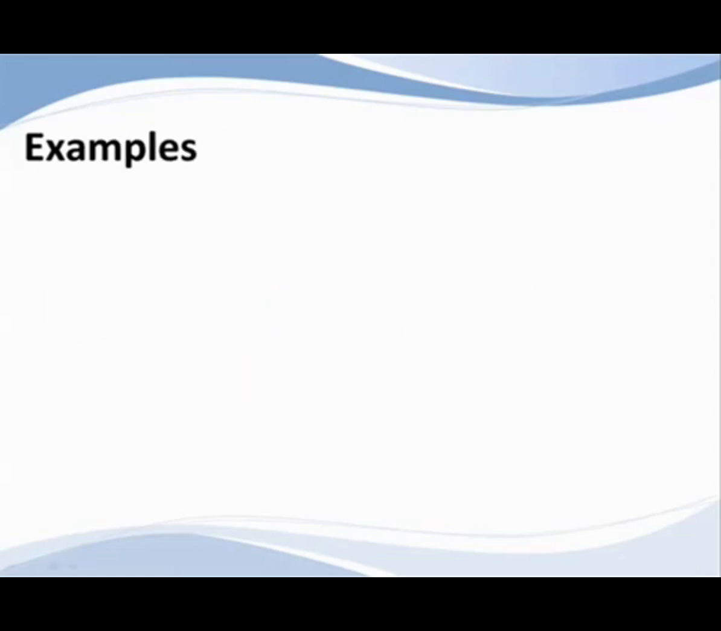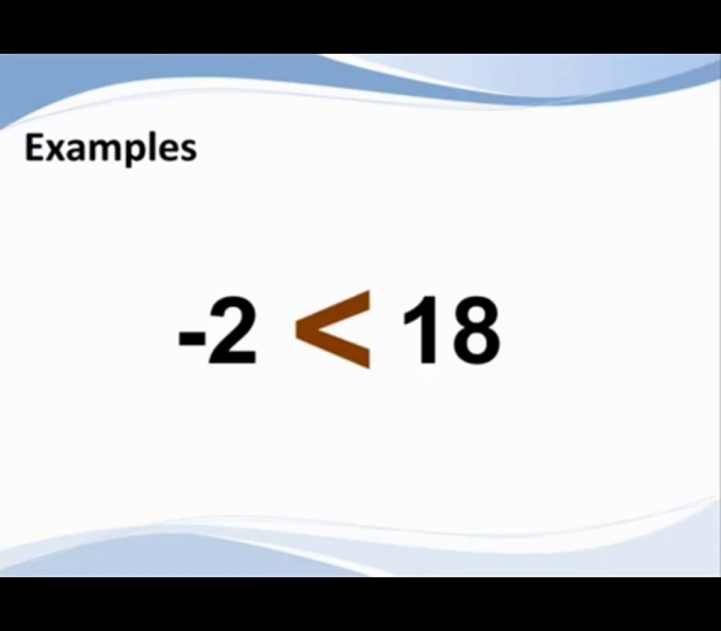Let's look at a few examples to confirm our understanding of this concept. Suppose we want to compare -2 to +18. Since -2 is farther to the left on the number line than 18, we would use the comparative sign to show that -2 is smaller. The arrow points to -2. We read this as -2 is smaller than 18.